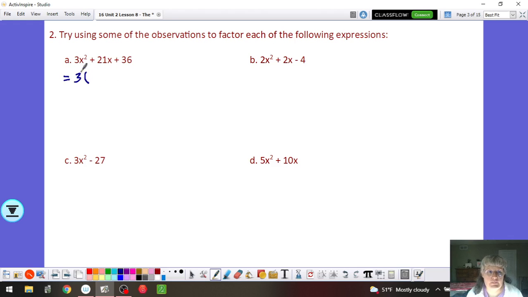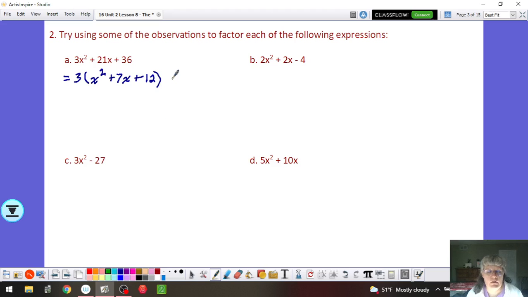What would I take times 3 to get 3x squared? Well, that would be x squared. What would I take times 3 to get 21x? That's going to be 7x. And what would I take times 3 to get 36? That's going to be positive 12. So if I check my work, if I were to distribute the 3, I should get the expression I started with.